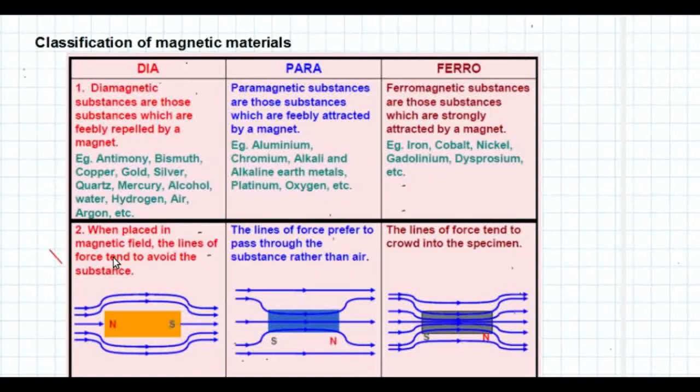Then when diamagnetic materials are placed in an external magnetic field, these lines of force will be repelled away as shown here. And for para, these will be slightly crowded inside the paramagnetic material. And in the case of ferromagnetic material, these are heavily crowded. The external magnetic field lines will be heavily crowded inside the ferromagnetic material.